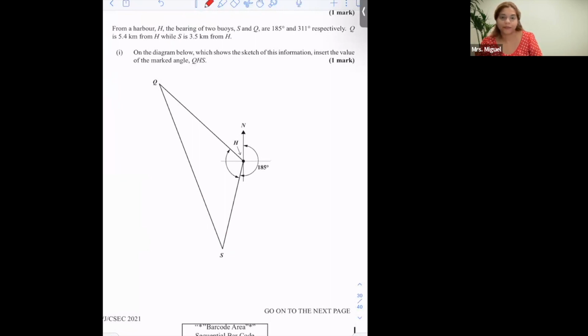Any question for me? I have already put 185. I want to see 311. Put in 311, put in 5.4, put in 3.5. Go ahead. I want to see this length, I want to see this length, and I want to see this angle.